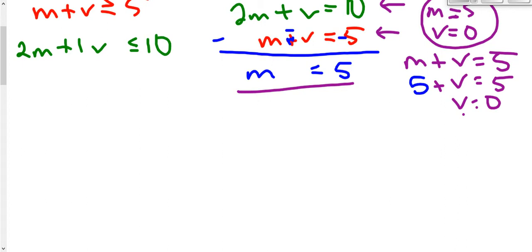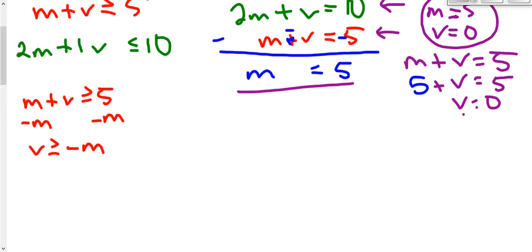It doesn't matter which variable I solve them for, so I'm going to start with m plus v is greater than or equal to 5. Because v is all by itself in both of these equations, I'm going to go ahead and solve for v. So I'm going to subtract m from both sides. The only thing that changes the direction of my inequality is dividing by a negative or multiplying by a negative. So my inequality is going to stay the same direction here. And I'm going to end up with negative m plus 5.